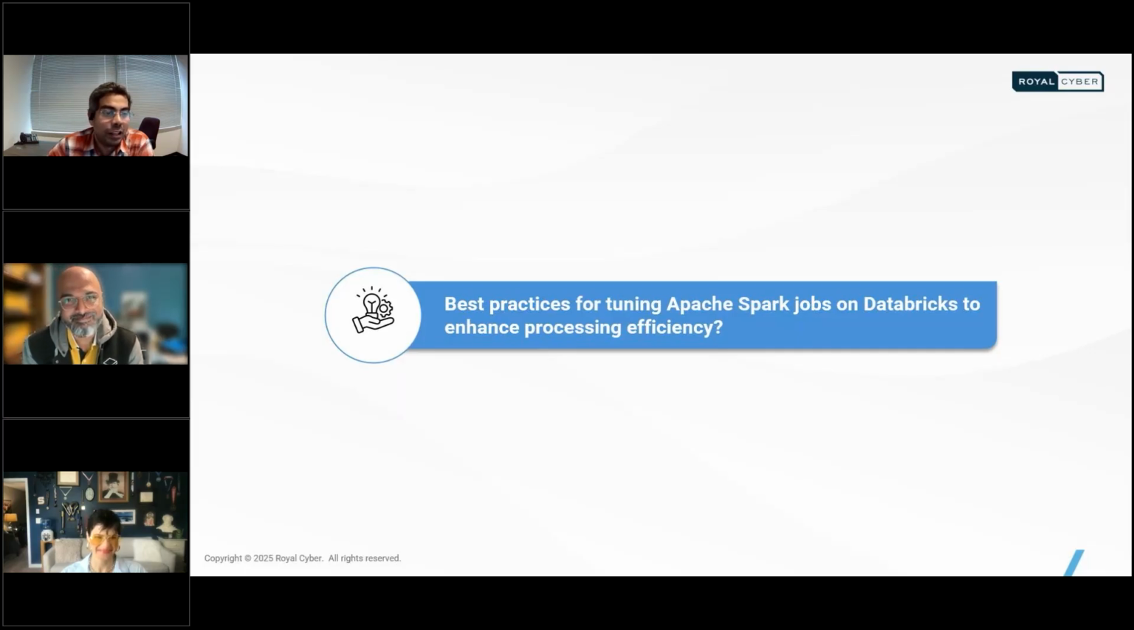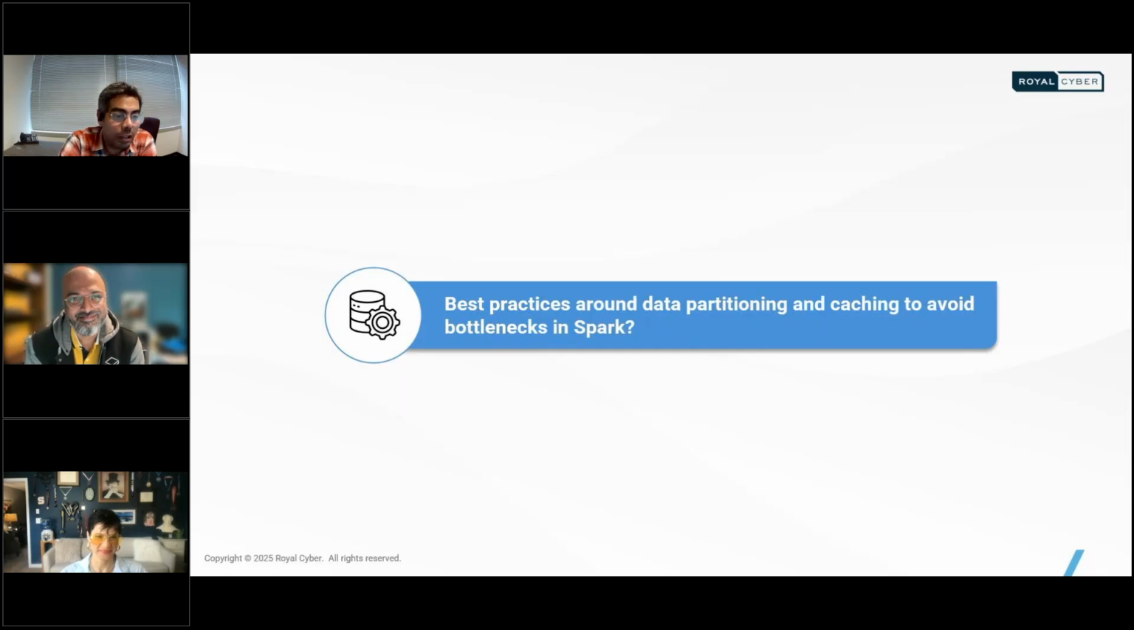All right. We were talking a lot about data and storage. So when it comes to storage, what are the best practices around partitioning your data, caching it, and avoiding any bottlenecks that Spark may encounter?